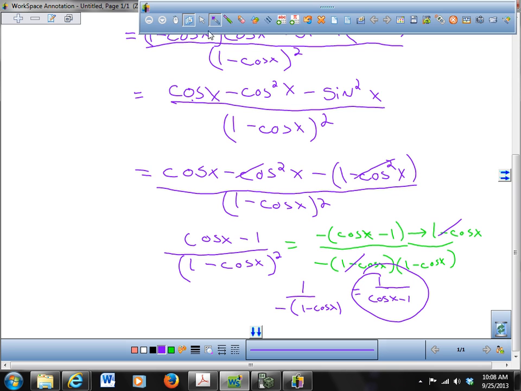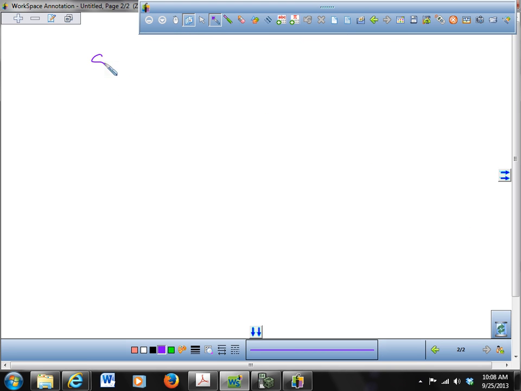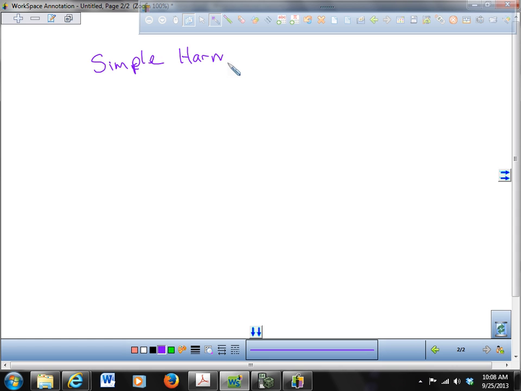So then they have this thing about simple harmonic motion, and what you saw last year. Simple harmonic motion. And girls in the back, shush.